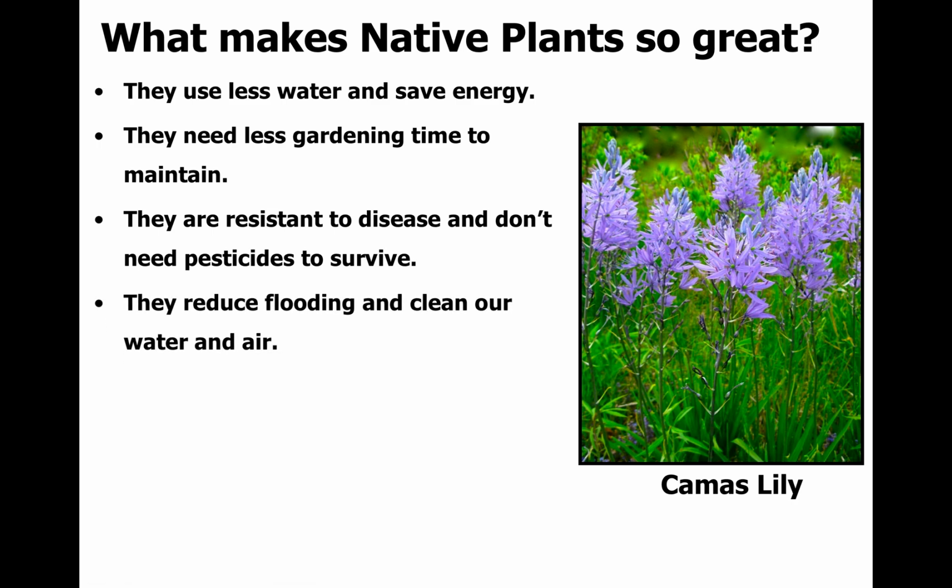They reduce flooding and clean our water and air. All plants clean our air, but native plants in particular, because they're used to the water production from our atmosphere, the rain, and the soil conditions here, are able to hold the soil in place so we don't have things like landslides. They keep our soils held down, and a lot of them have natural filtration to clean the water that's running through them.